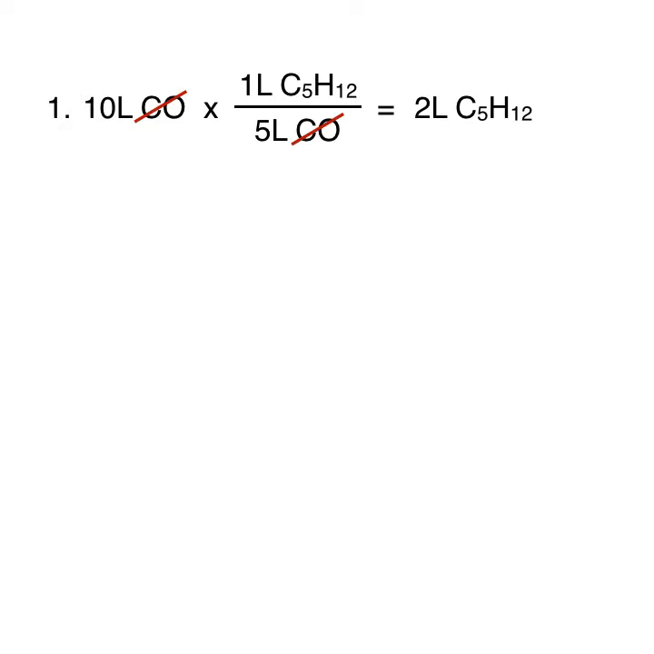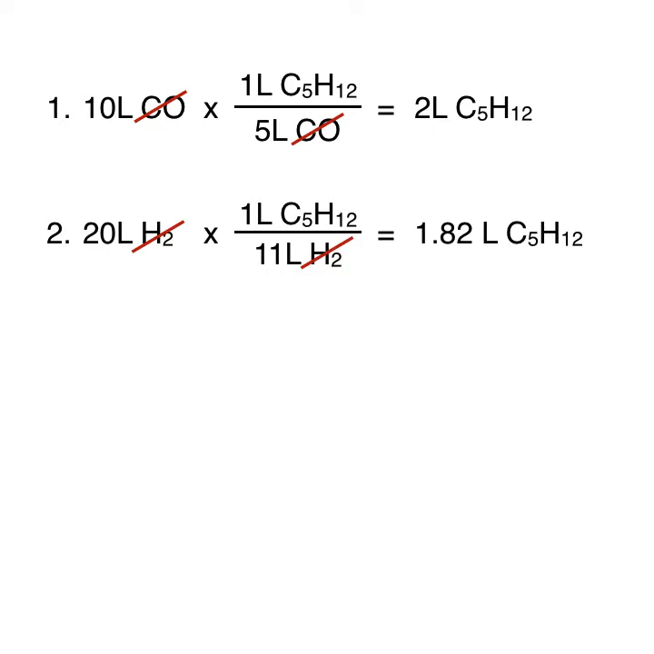We'll now do the same for our second reactant, H2. We'll multiply our 20 liters of hydrogen with the ratio 1/11, which is once again determined from the stoichiometric coefficients. The liters of hydrogen gas cancel out, and we're left with 1.82 liters of C5H12. Comparing our two calculations, we can see a smaller amount of C5H12 is created when all 20 liters of hydrogen gas are consumed, meaning this must be our limiting reactant.